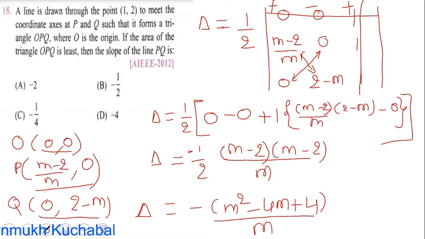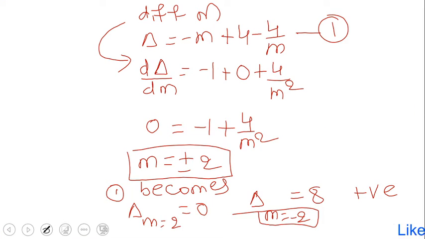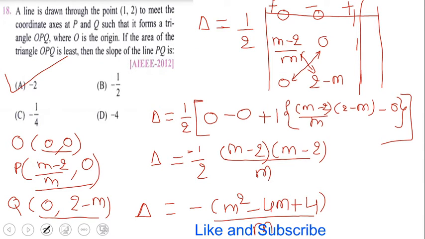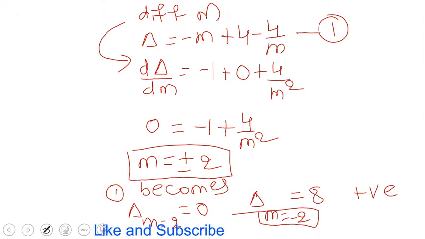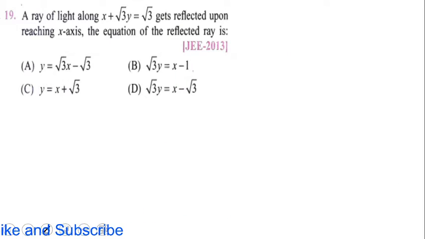Okay, therefore it is there in option A. So we have to take a positive value. So see, delta value is positive when m equal to minus 2, it will become 8. Therefore option A is the right answer. This is the first page solution. This is the second page solution. Okay, we'll move to the next example.